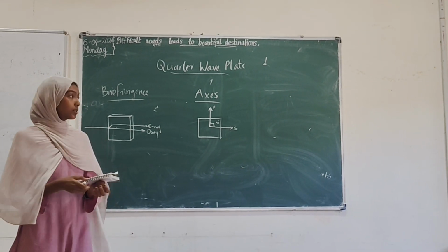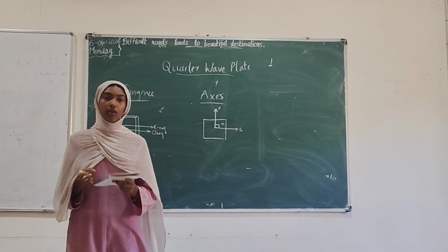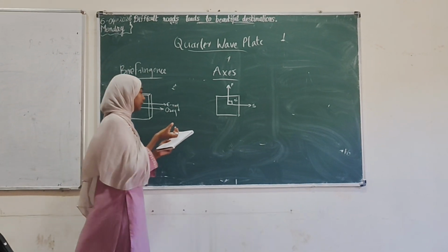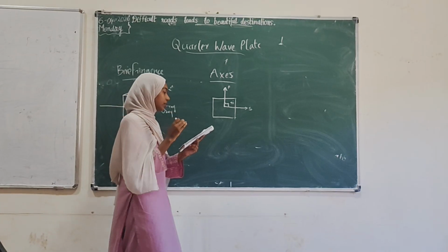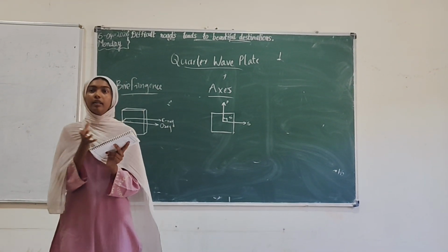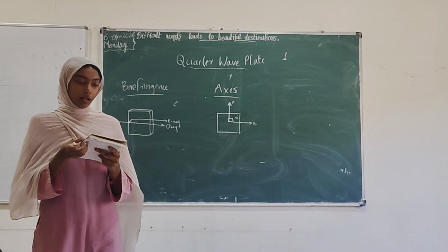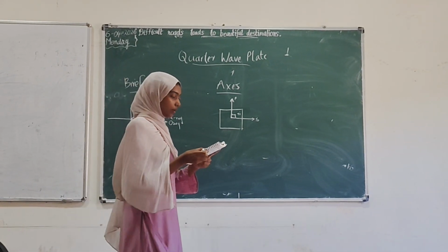And the construction of a quarter waveplate is made of a thin birefringent crystal, and the thickness is adjusted in a way to produce a phase difference of pi by 2. So we have to get a result of pi by 2, so the thickness is adjusted according to it. Now let's move to the working of quarter waveplate.